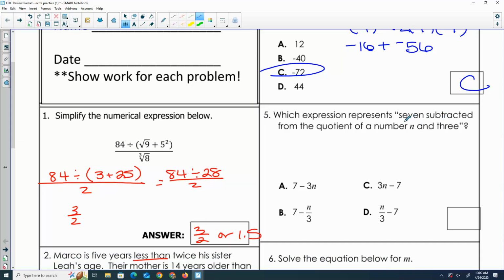Number 5, 7 subtracted from. Does that mean 7 minus or something minus 7? Something minus 7. The quotient. What does quotient mean? Division. A number and 3. So you have a number and 3 that are divided. So this one is D.